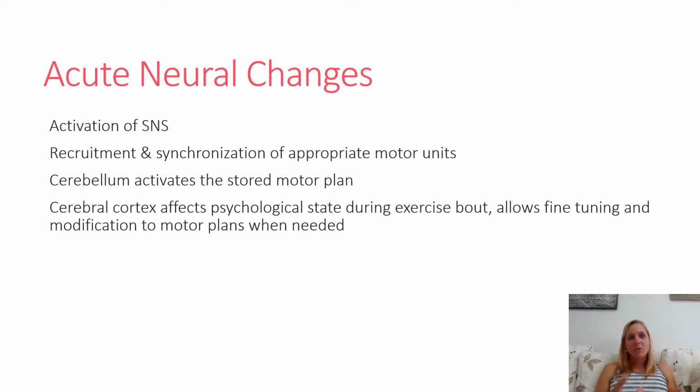Okay. Cerebral cortex, so we're going to use higher order thinking in order for us to be able to modify and fine tune those plans. So for example, if I was a tennis player and I have my automatic plan for my serve and I have that ready to go, well, what if it's a windy day? Or what if it's rainy or something along those lines? So I need to be able to fine tune that plan depending on the environmental conditions. So we're able to do that through the use of the cerebral cortex.